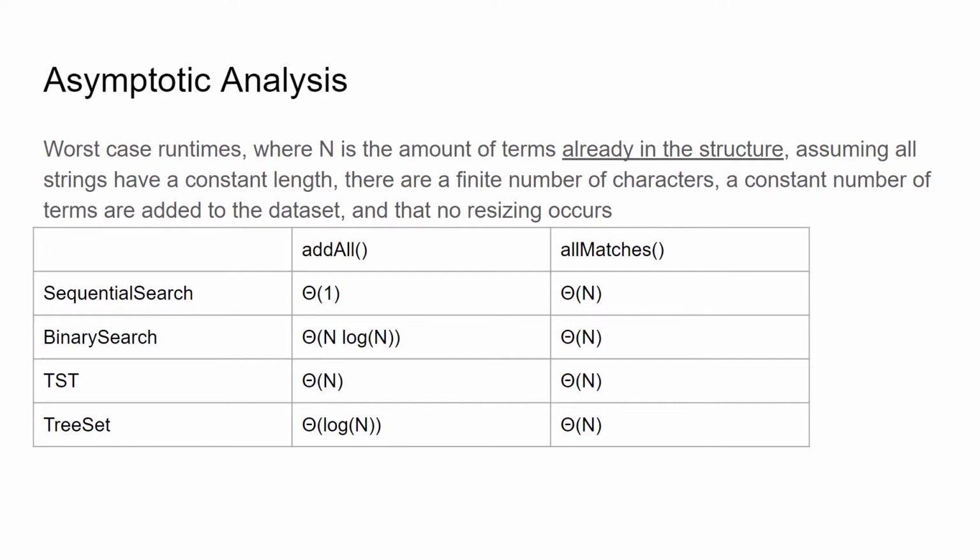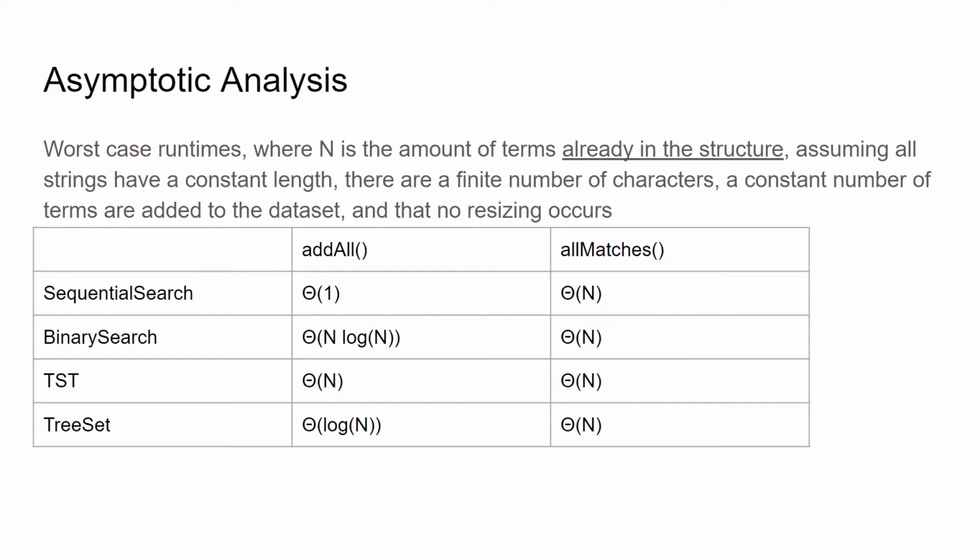Okay, so for allMatches, this is the same case as sequential search where we're doing one pass through the array and copying every single element into a result array list to be returned. So if n is the amount of terms already in there and we're looping through all of them, then this would be theta of n.